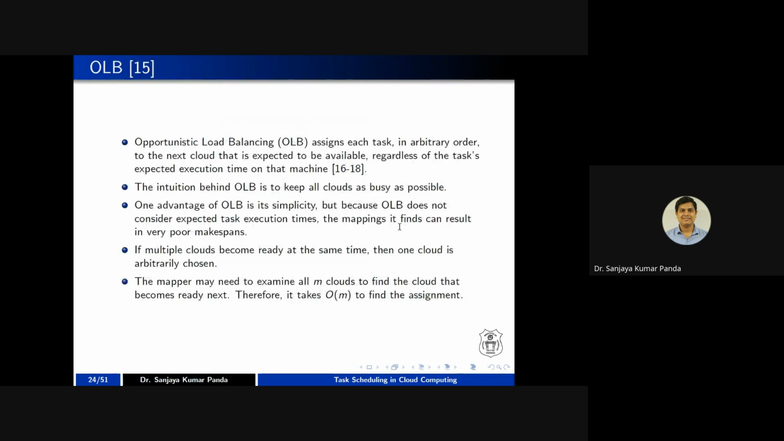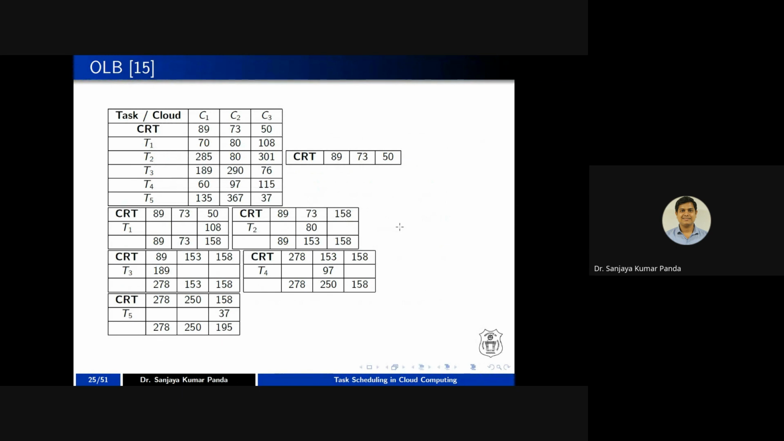So if you come to independent scheduling from a cluster computing perspective, people have developed so many algorithms. One of the popular algorithms is called opportunistic load balancing. OLB is also called one of the assignment algorithms. It is a very simple algorithm. So let us see one example so that you can understand.